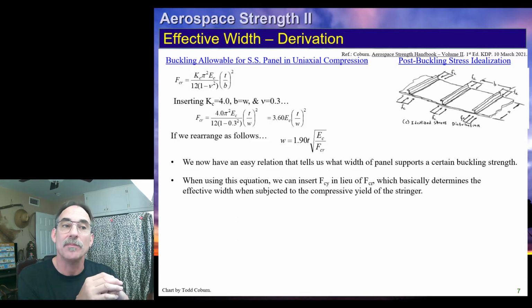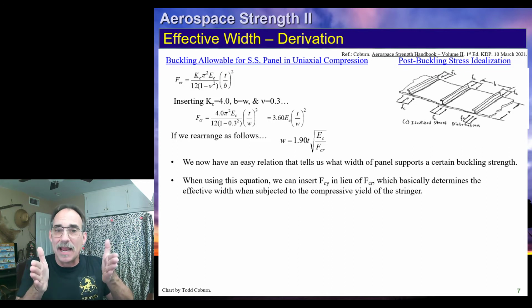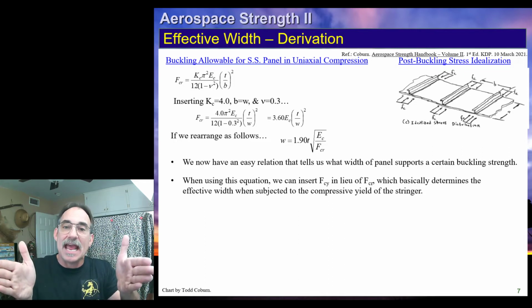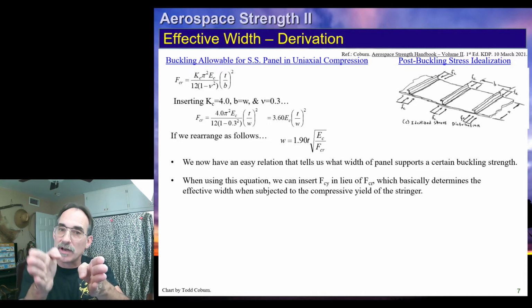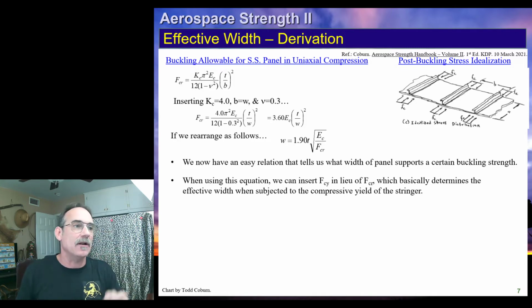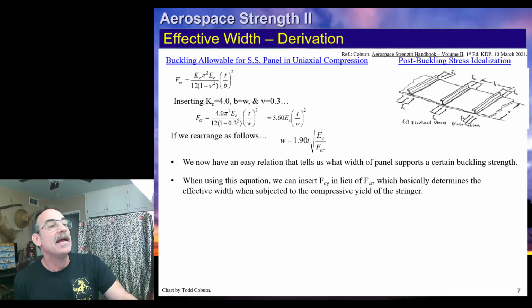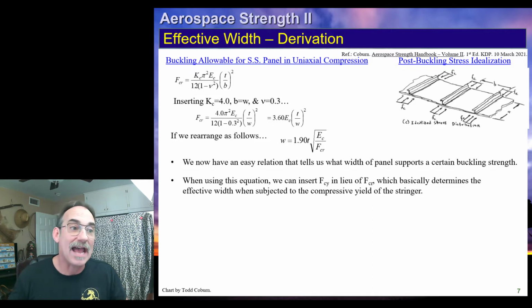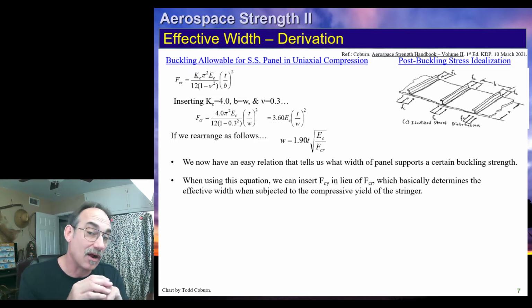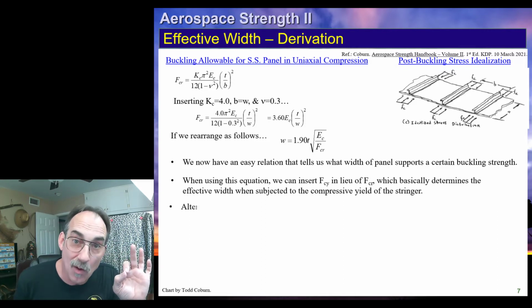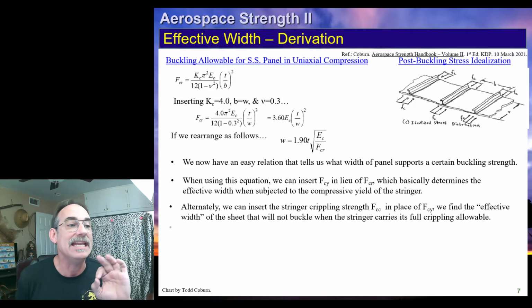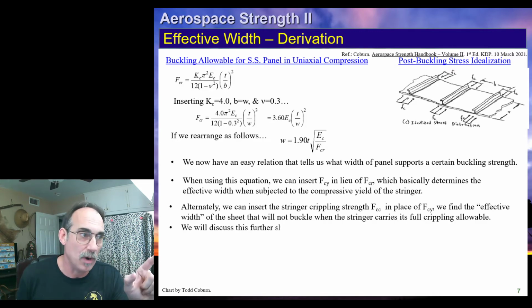Now, of course, we saw before those panels were supported at the stringers and at the ends, and now what we're basically doing is focusing in right around the stringer and saying what effective width of skin is supporting it, as if it was supported simply on each edge of that panel. Okay, so that's a little bit of an assumption, but that's the way we do that. We can now insert FCY, or the crippling allowable, or whatever the stringer compressive allowable is instead of FCR, and get different ways of calculating the effective width.